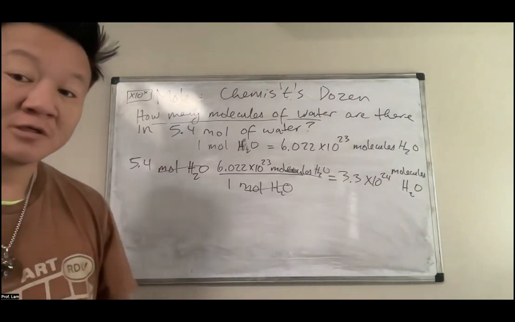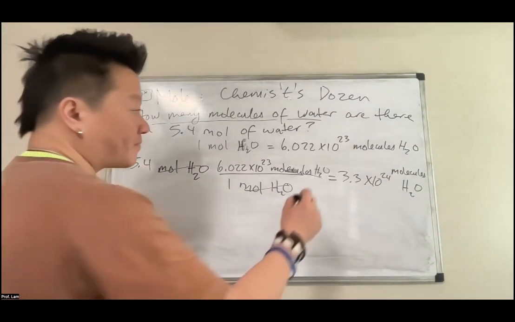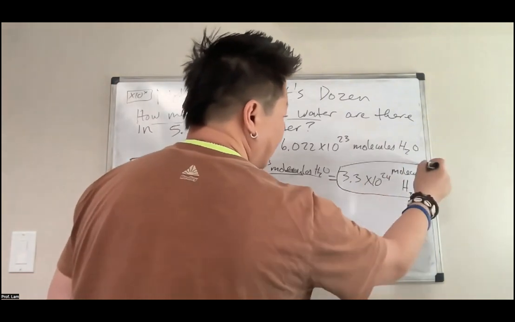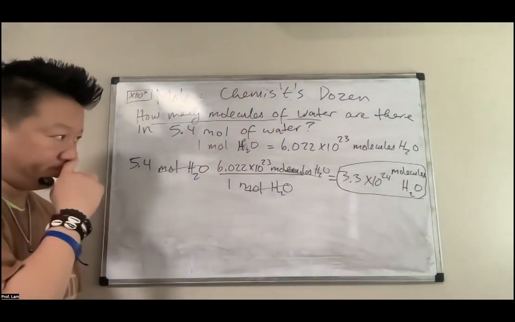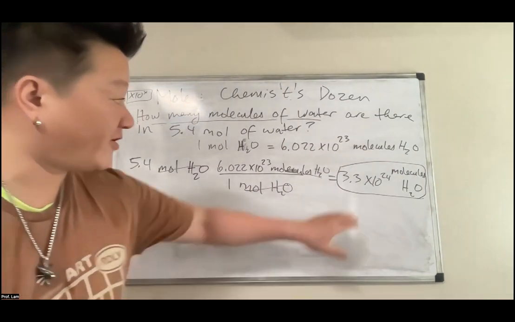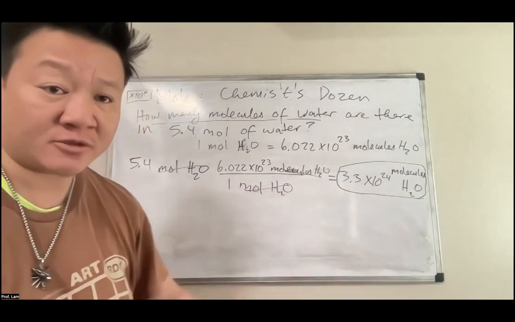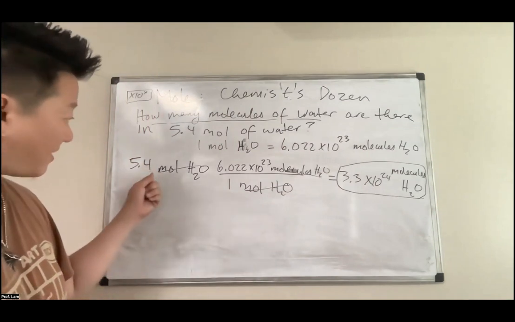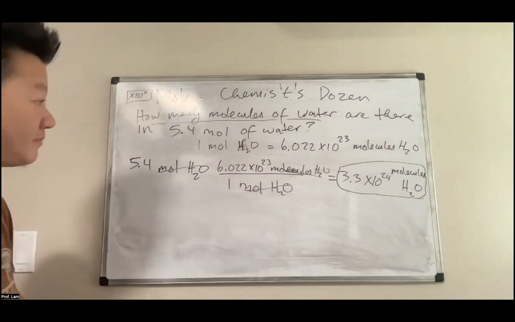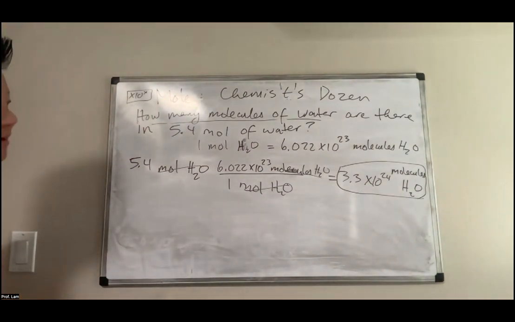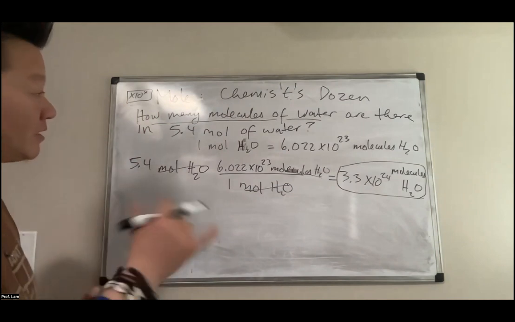Okay. Does that make sense? And let's start circling our answers too, to be clear. And this makes sense. I mean, this is a very large number, times 10 to the 24th. That makes sense because we are asking how many molecules are in 5.4 moles, so you're gonna get a big number there.